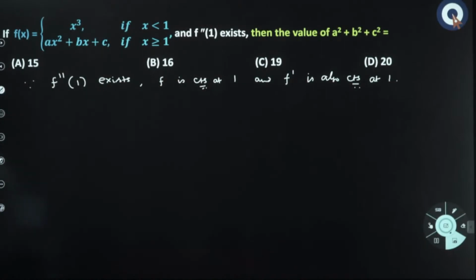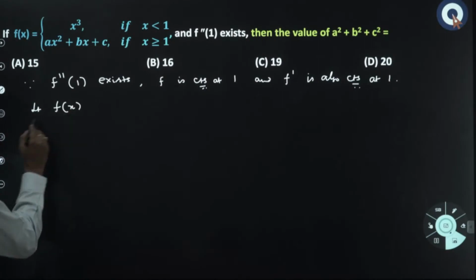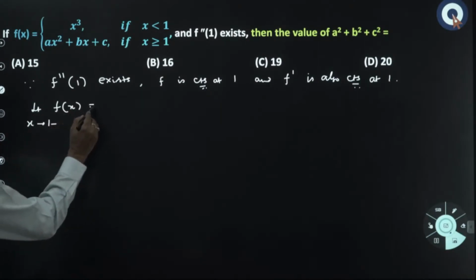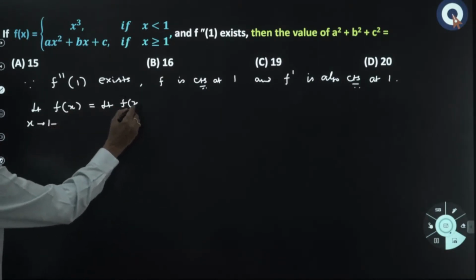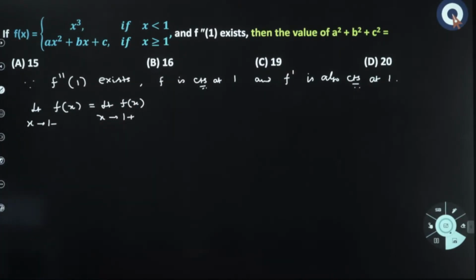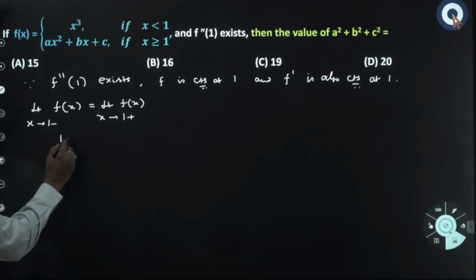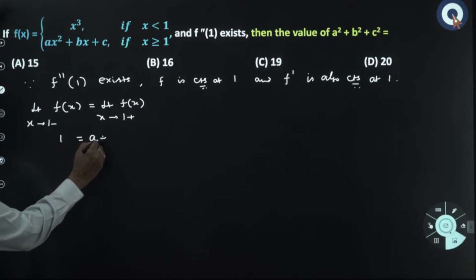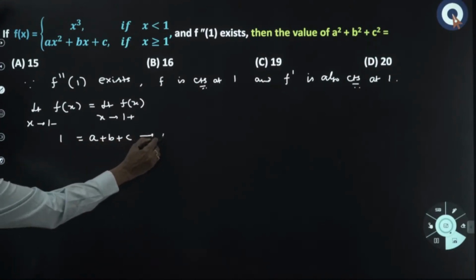Okay. So since f is continuous at 1, the left hand limit at 1 should be equal to the right hand limit at 1. So the left hand limit at 1 is what? 1 cube, 1, and here this will be a plus b plus c. So this is one thing basically.